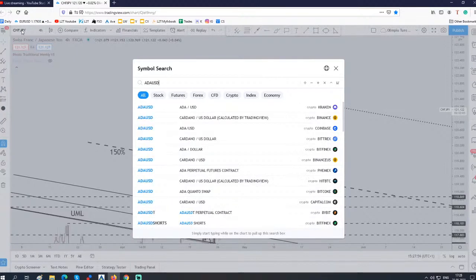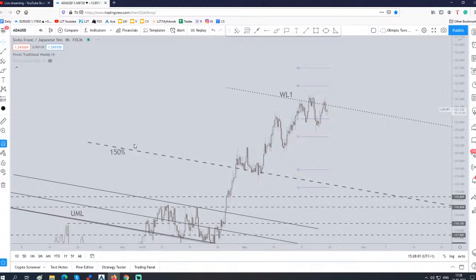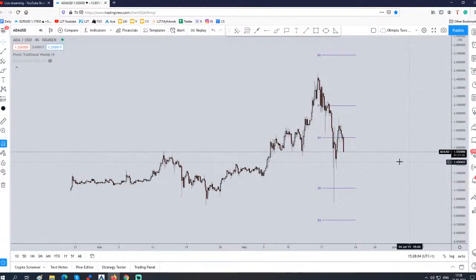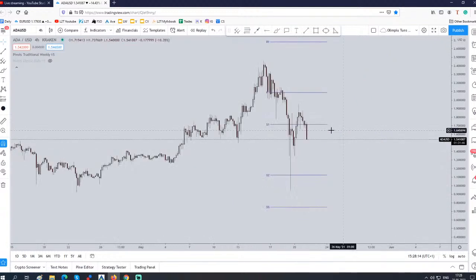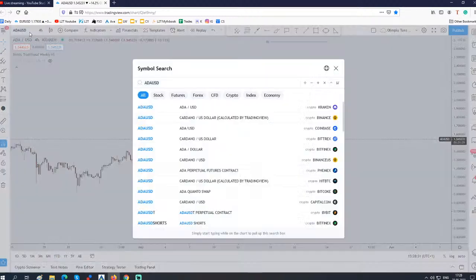Okay, let's take a look at ADA versus the US dollar. Unfortunately, the price is still bearish. Personally, this is not on my watch list, but I believe that if the price of Bitcoin and Ethereum drops, the altcoins will drop as well. So this is bearish right now as well. Let's take a look again at Bitcoin.